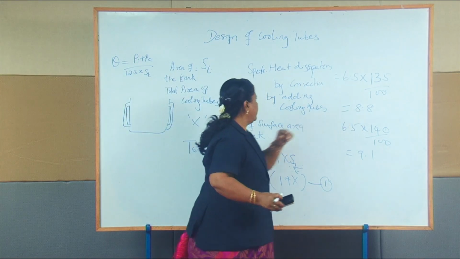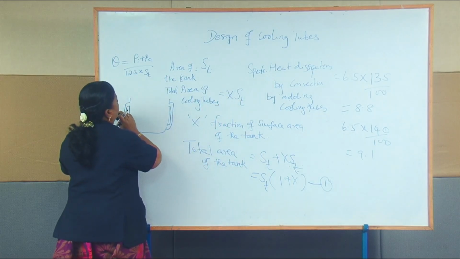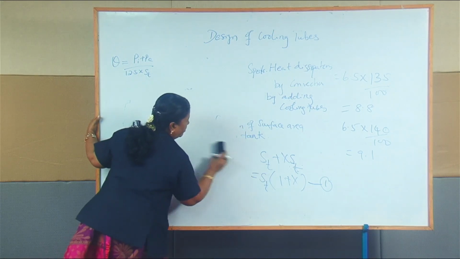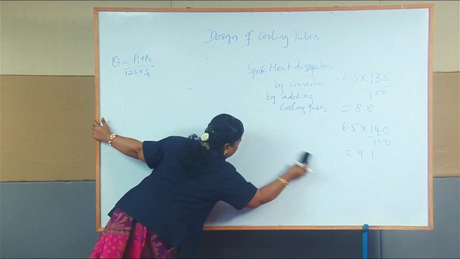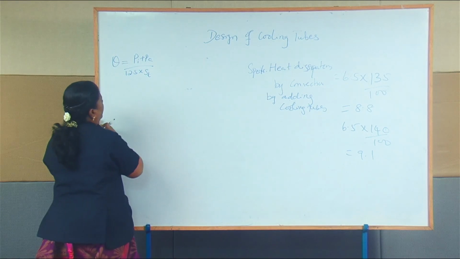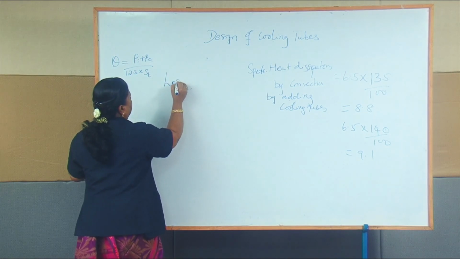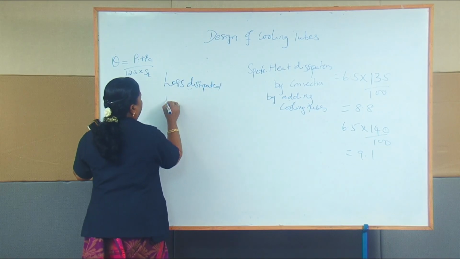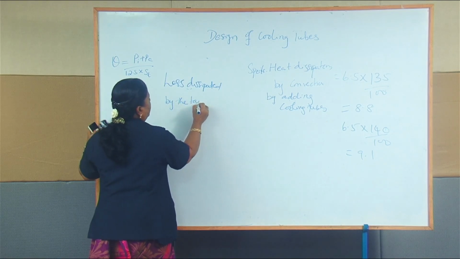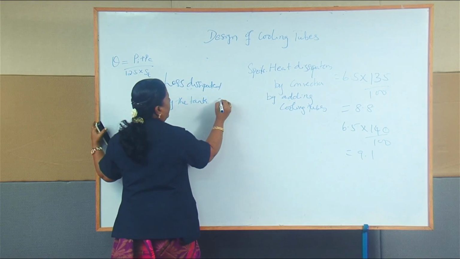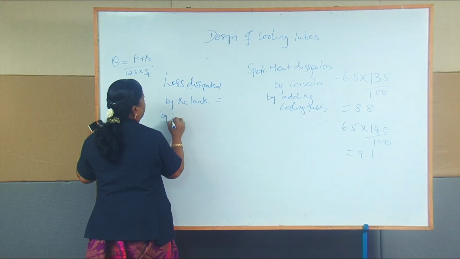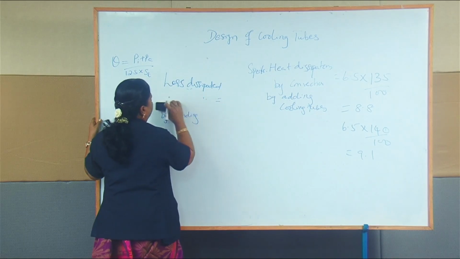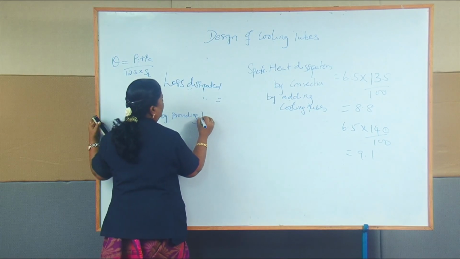Now we are going to consider only 35%, the specific heat loss we have calculated. Now we will calculate the loss dissipated. Loss dissipated: how will you calculate it? If I know the specific heat, the loss dissipated by the tank, by providing tubes, we will calculate first. Loss dissipated by providing tubes.